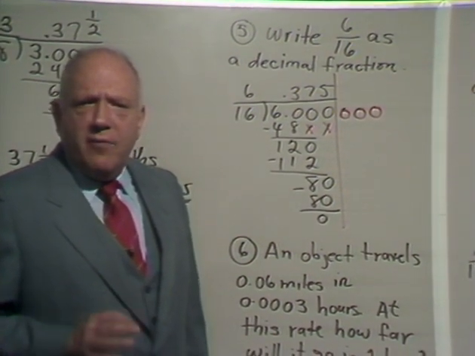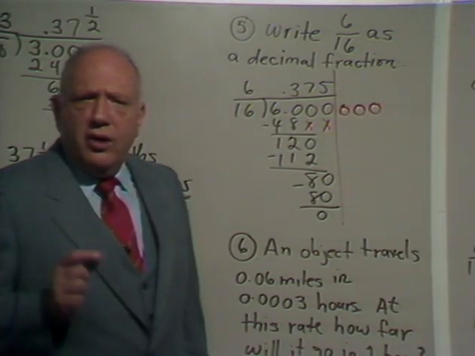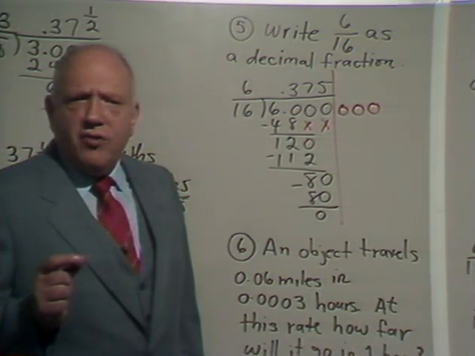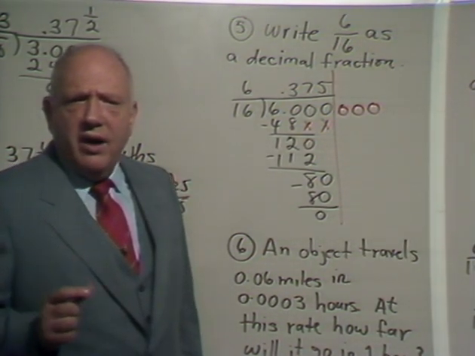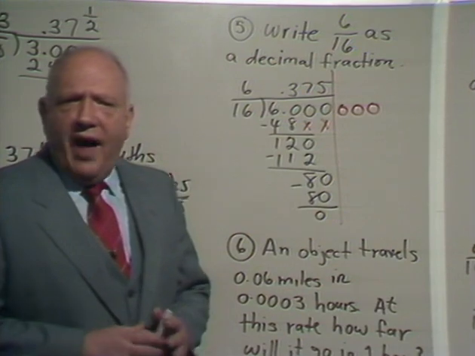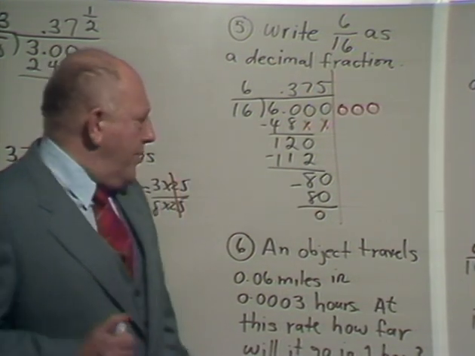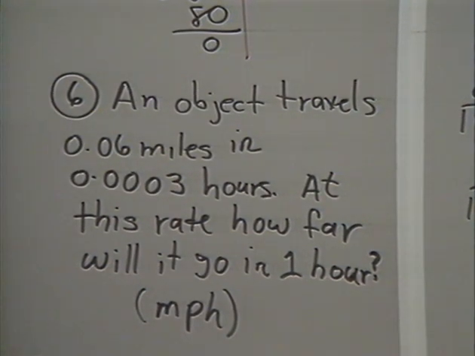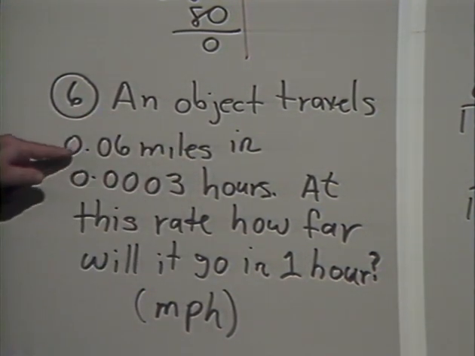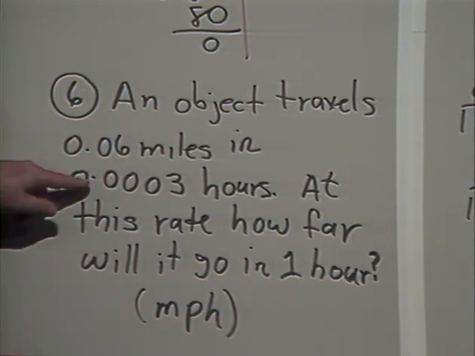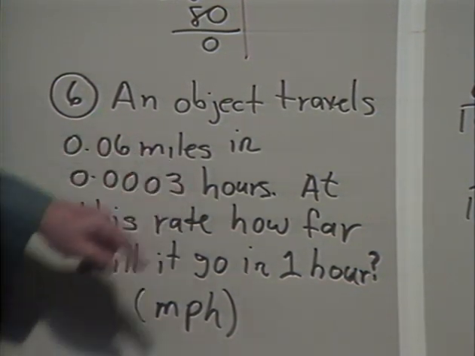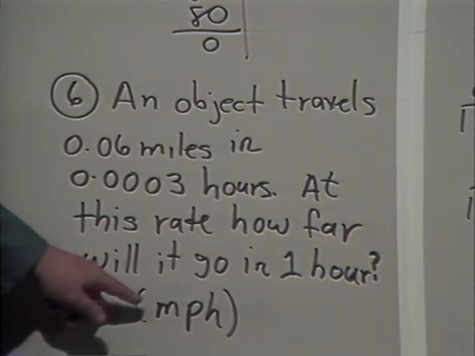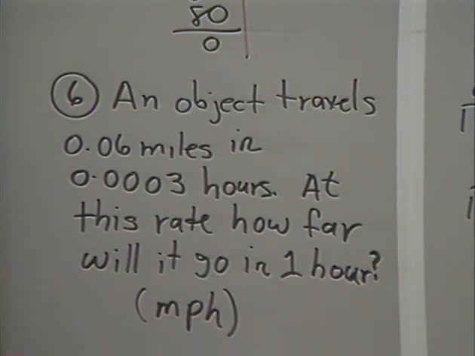In fact, basically, the whole concept of this advanced subject, which really has its roots in elementary arithmetic, this subject called calculus, deals with looking at an object moving for a short period of time and measuring how far it went in that short period of time, and from that, projecting how fast it would be moving for a longer period of time. So let me give you a problem that we've dealt with before, but now I'm going to use very small numbers. I say an object travels 0.06 miles in 0.0003 hours. At this rate, how far will it go in 1 hour? In other words, at this rate, what is its speed in miles per hour?